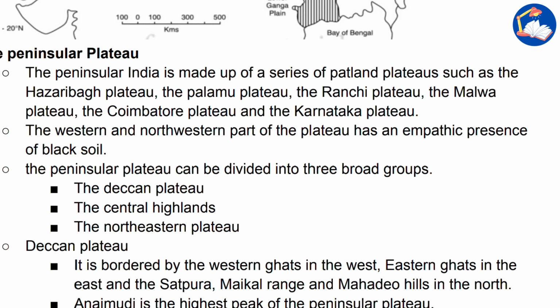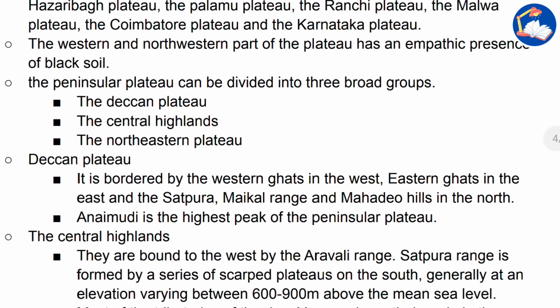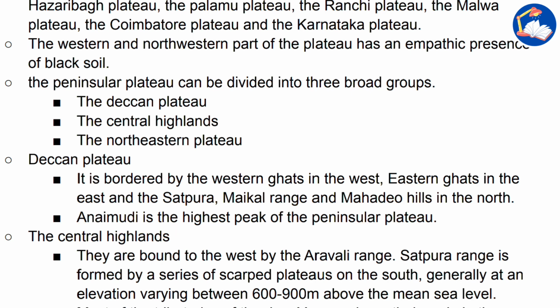Okay, Peninsula Plateau can be divided into three broad groups. First one is the Deccan Plateau, the Central Highlands, the Northeastern Plateau. So first one, the Deccan Plateau. It is bordered by the Western Ghats in the west, Eastern Ghats in the east, and the Satpura Maikal Range and Mahadeo Hills in the north. Anamudi is the highest peak in the Peninsular Plateau.